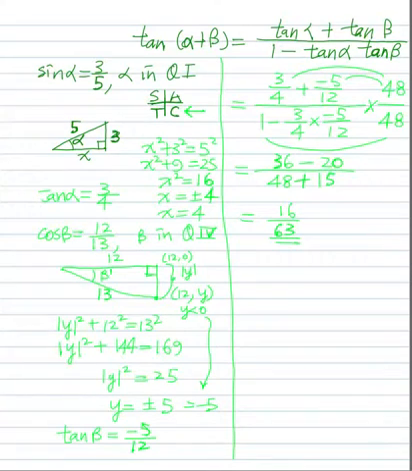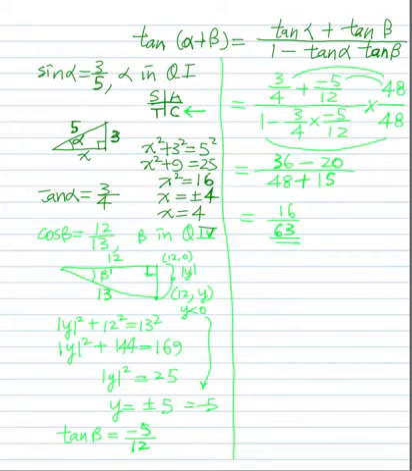Using Pythagorean theorem, x squared plus 3 squared equals 5 squared. x squared plus 9 equals 25. x squared equals 16. x equals plus or minus 4. Since alpha is in the first quadrant, we can just write x equals 4. Then tangent of alpha, we can treat it as opposite over adjacent, equals 3/4.